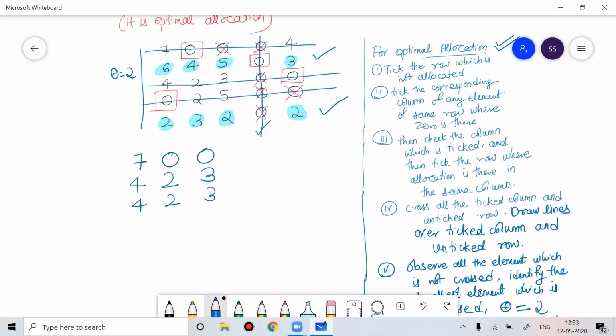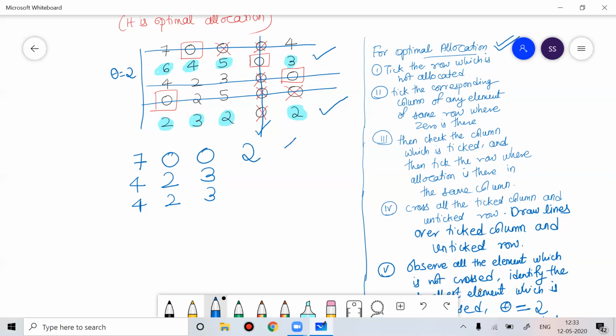If a line has gone over an element, do not touch that element. Those elements which are free, which do not have any line over them, you subtract from theta. And any element over which two lines have gone, you add theta to it. So you can see 7, 0, 0. Then over the 0, two lines have gone, so you add theta. So 0 plus 2 becomes 2.